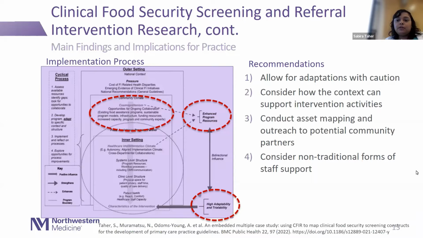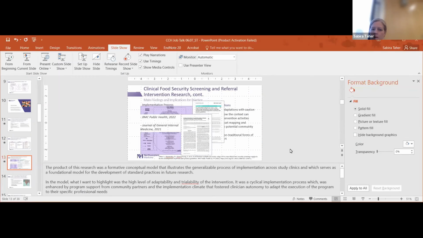And I'm trying to click down. Yeah, it's just not proceeding. Hold on one second, everybody. I can't even. Oh, there. Let's try it from the current slide.